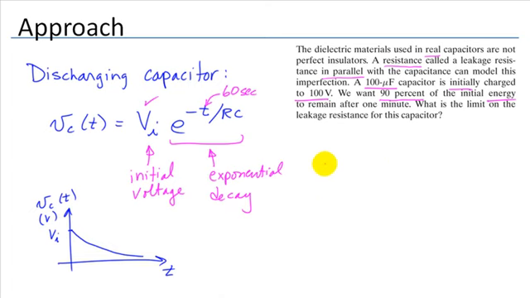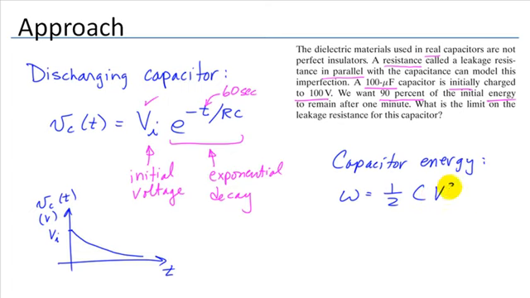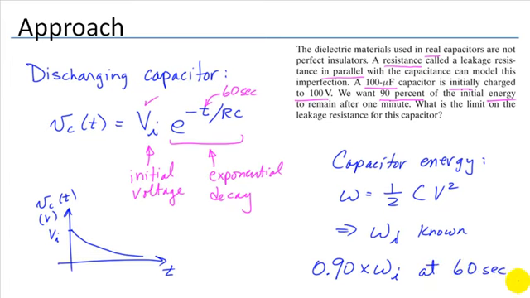Let's think about that statement about energy for a moment. In general, capacitor energy, designated as W, is 1/2 the capacitance times the square of the capacitor's voltage. Now initially, we have the statement that the voltage is 100 volts, or we're using that symbol V sub I for that purpose. So we say that 90% of that starting energy value is what we want to have at 60 seconds. Or we are saying it should lose no more than 10% of that value.